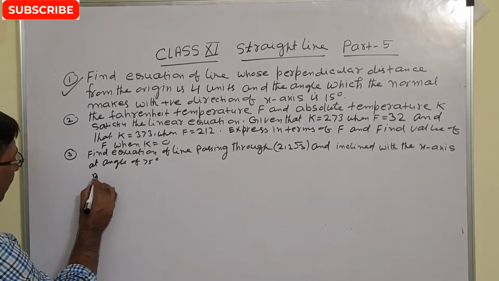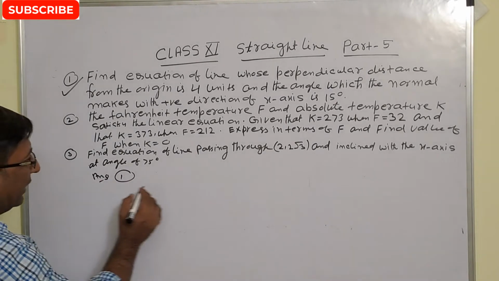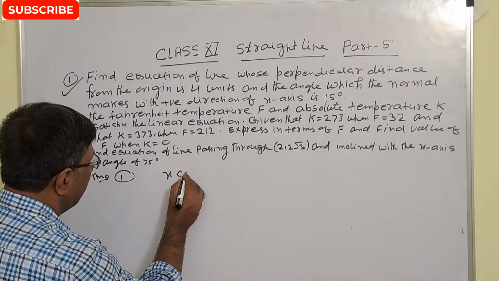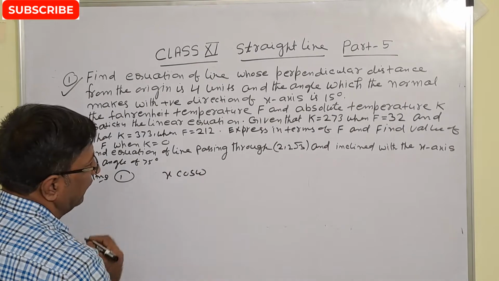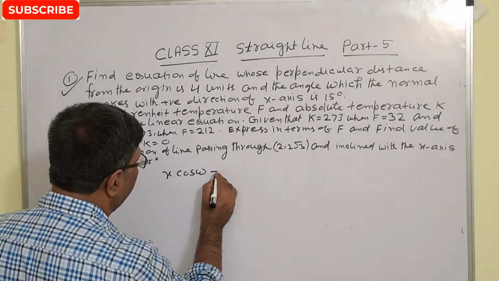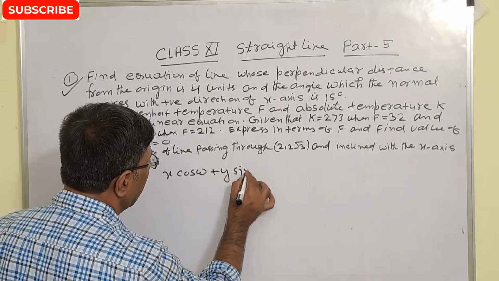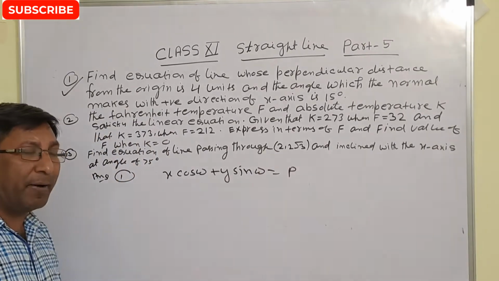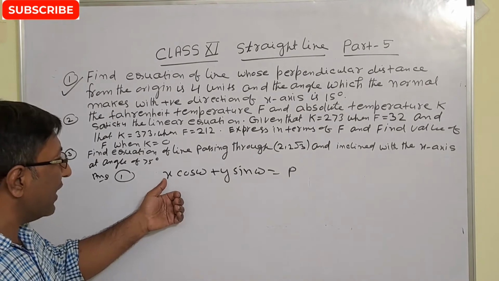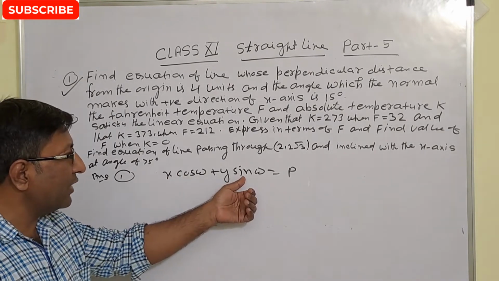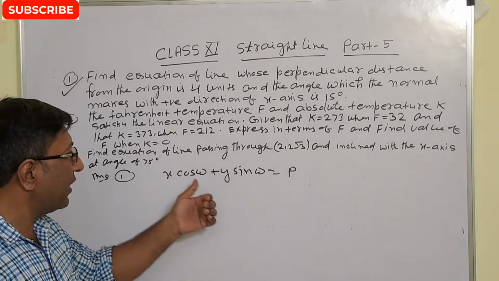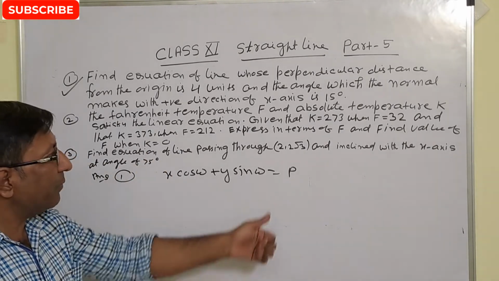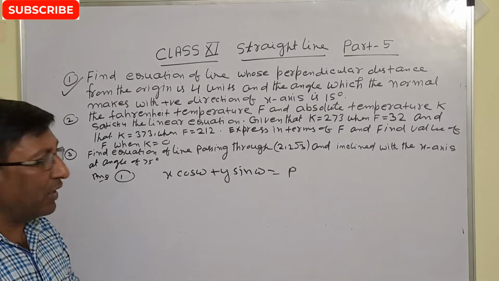So you see what is the formula for this question? That is x cos omega plus y sin omega equal to p, where omega is the angle with positive direction of x-axis and p is the perpendicular distance from the origin.